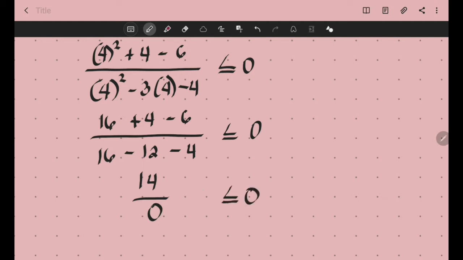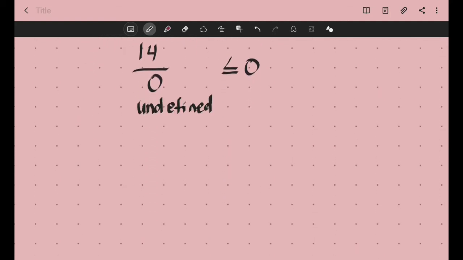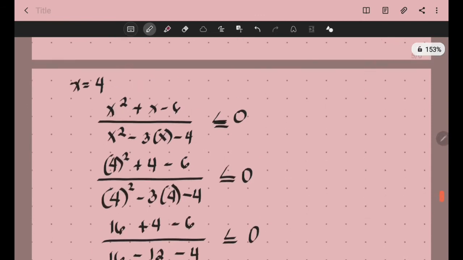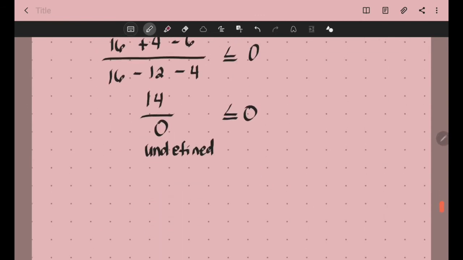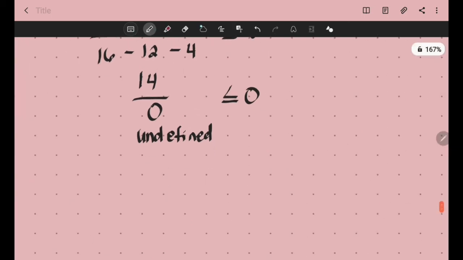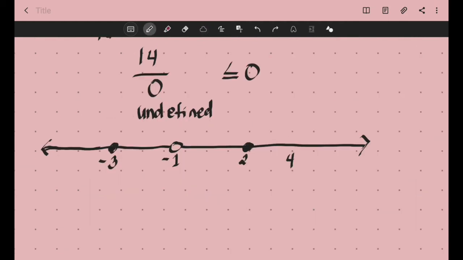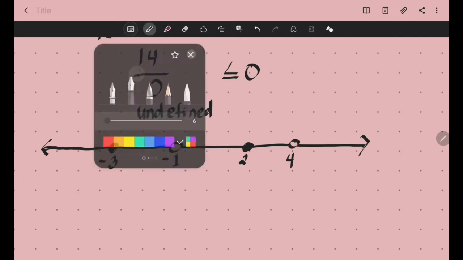So as you can see, the denominator is 0. So automatically that is undefined. Since it is undefined, it will not satisfy the rational inequality. So therefore, positive 4 is not included. So again, let us represent that on our number line. So how do we plot positive 4 on our number line? It is an open circle since it is not included.